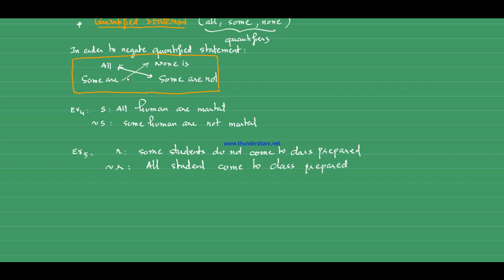So you see that my arrow goes both ways. It means it can go from here to here, or from here to here, or from some to none, or from none to some. So it depends on a reasonable statement.